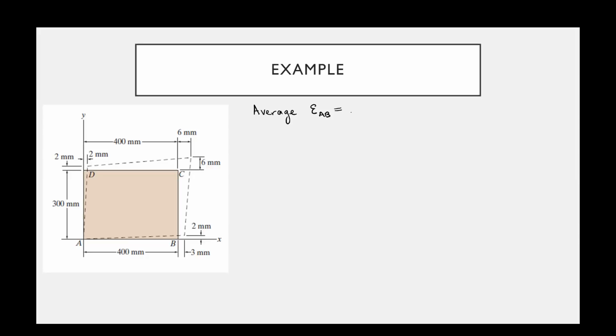All right, so we take final minus initial divided by initial. The final length of that line is given by 403 millimeters squared plus 2 millimeters squared, take the square root of that and you get the length. We subtract the initial length, which was 400 millimeters, and then divide by the initial length. We compute that the strain is 7.51 times 10 to the negative 3.